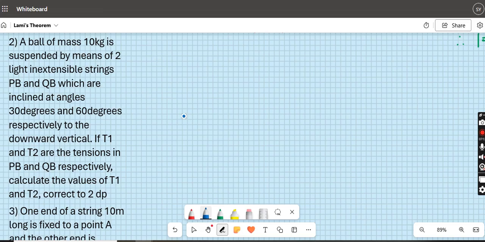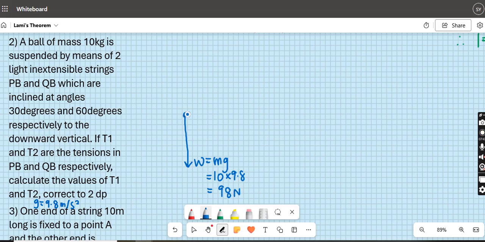We have a ball of mass. Once you have mass, you have the weight. So we have W is equal to mg. Now, in this case, we are not given our g. Let's assume it's 10. Oh, we're given it. The question said, take g to be 9.8 meters per second squared. So we have our mass 10 times 9.8, and this will give us 98 newtons.